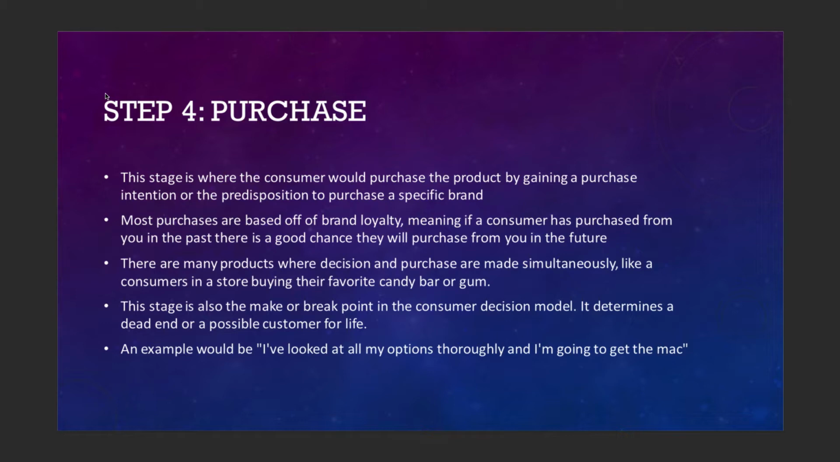There are many products where decision and purchase are made simultaneously, like a consumer in a store buying their favorite candy bar or gum. This stage is also the make or break point in the consumer decision model. It determines a dead end or a possible customer for life. An example would be, I've looked at all my options thoroughly and I'm going to get the Mac.